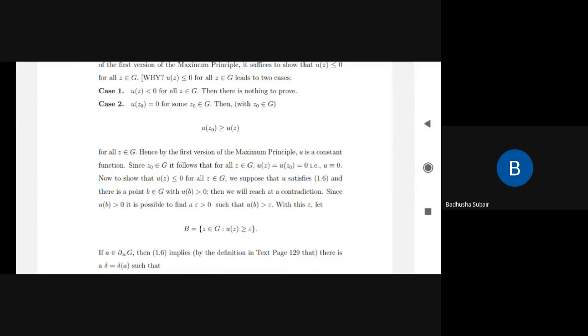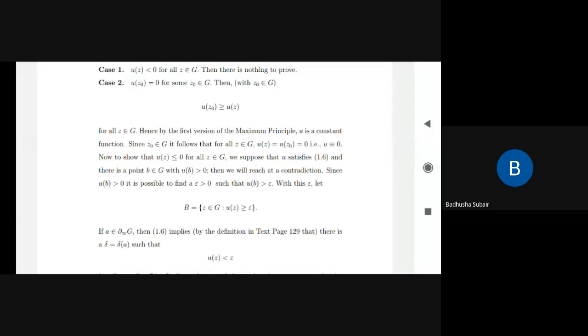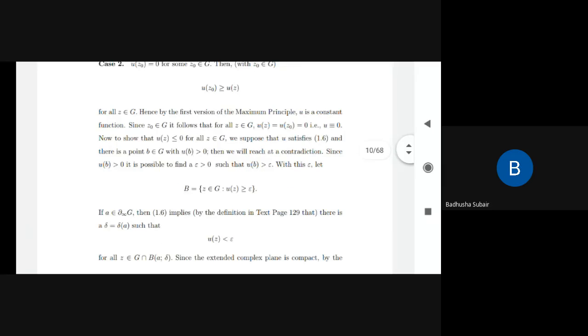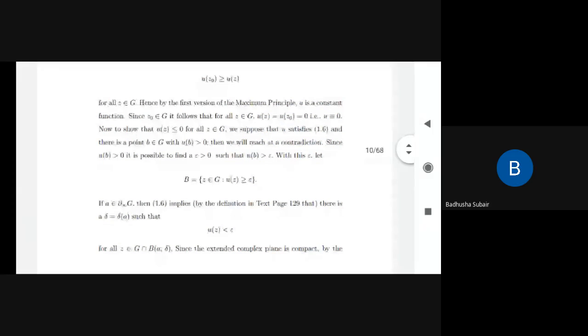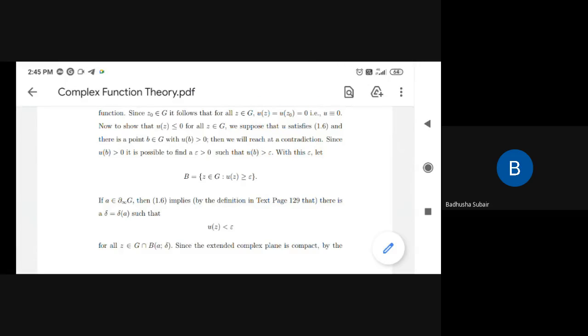And there is a point B belongs to G with u of B greater than 0. Then we will reach a contradiction. This is our procedure. Since u of B is greater than 0, it is possible to find an epsilon greater than 0 such that u of B is greater than epsilon. With this epsilon, we define a set capital B as the set of all z belongs to G such that u of z is greater than or equal to epsilon.